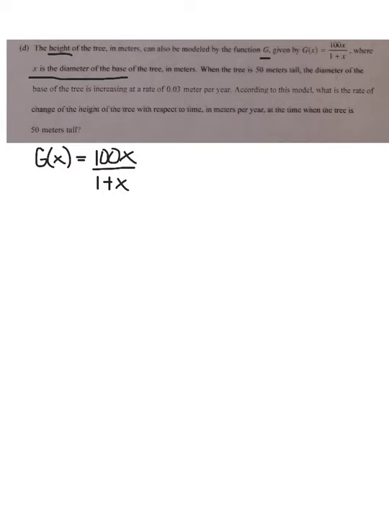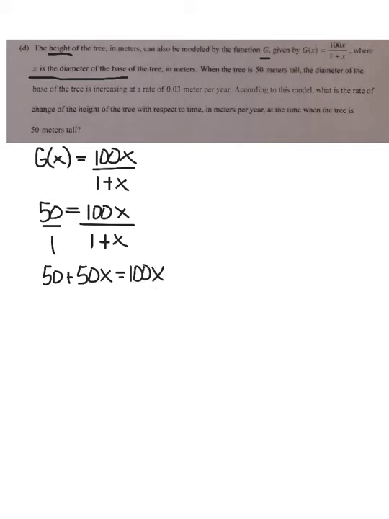So watch what's going to happen, because if you put 50 here and you set that equal to 100x over 1 plus x, wouldn't this help me find x? I would cross multiply, so that would give me 50 plus 50x equals 100x. All right, pause me, see what you get. And you should get x equals 1. Now, we're going to use that, but let's just keep reading.